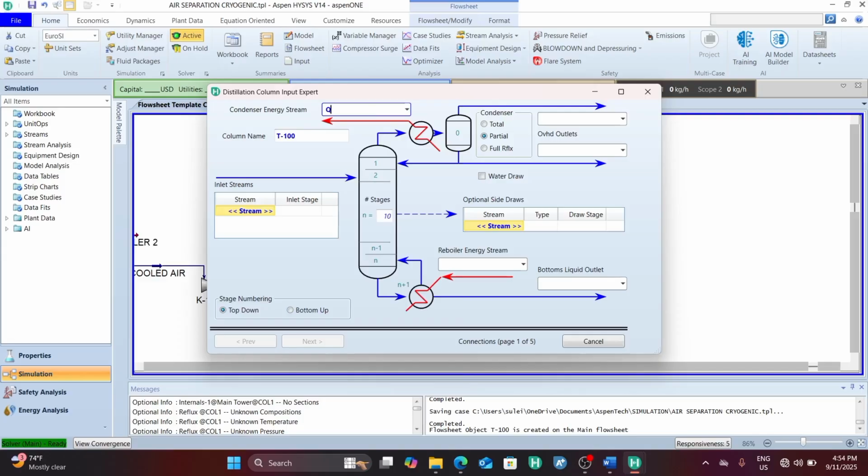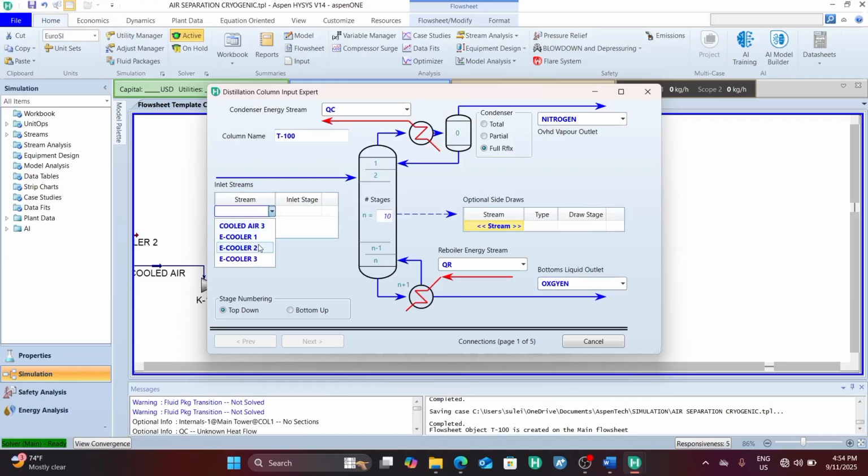Firstly, we start out by labeling our energy stream for the condenser, and we do the same for the boiler. For our condenser, we're going to be using a full reflux because we're only expecting nitrogen at the top and oxygen at the bottom. So we're going to name this nitrogen. For the bottom, we're going to call this oxygen. Plug in our inlet stream, which is cold air 3.